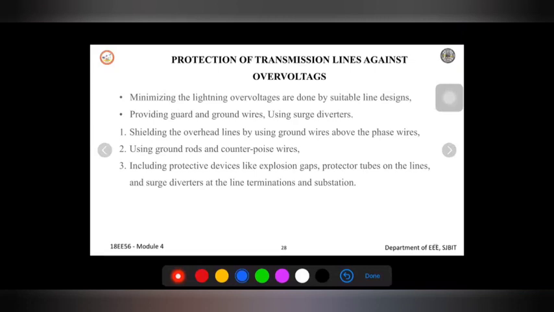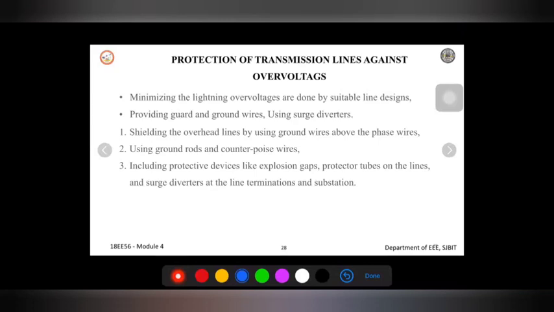Protection of transmission line against overvoltage. Till now we have seen that we have lightning surges and switching surges. These both will affect our entire power system. A very important part of the power system is the transmission line, which transfers power from the generating station to the load center via primary and secondary transmission, primary and secondary distribution, and finally the feeders which connect to the load.